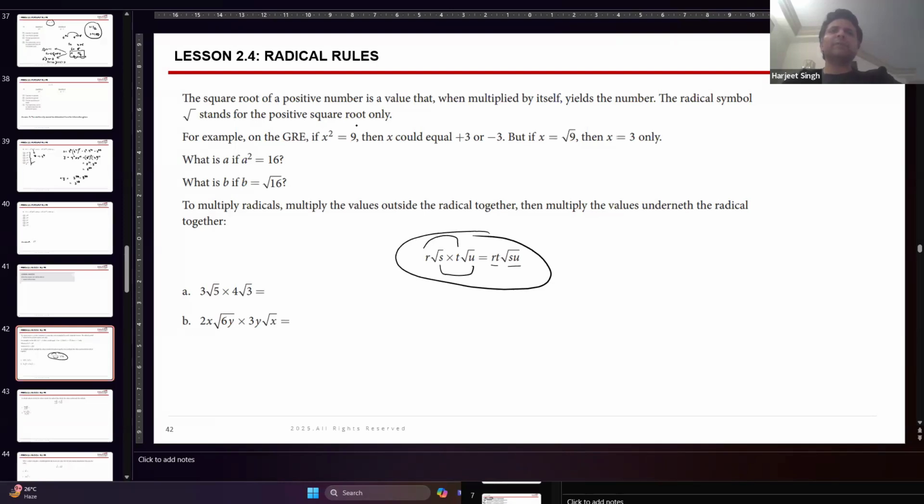Basically, it's the same rule. Remember this rule? A to the power x and B to the power x is equal to AB raised to x. So can I say root S is S raised to half and root U is U raised to half. So when I multiply these two, the exponent is the same. So I can do a product of the bases. So this is nothing but root of SU. So it follows from the exponent rule only.